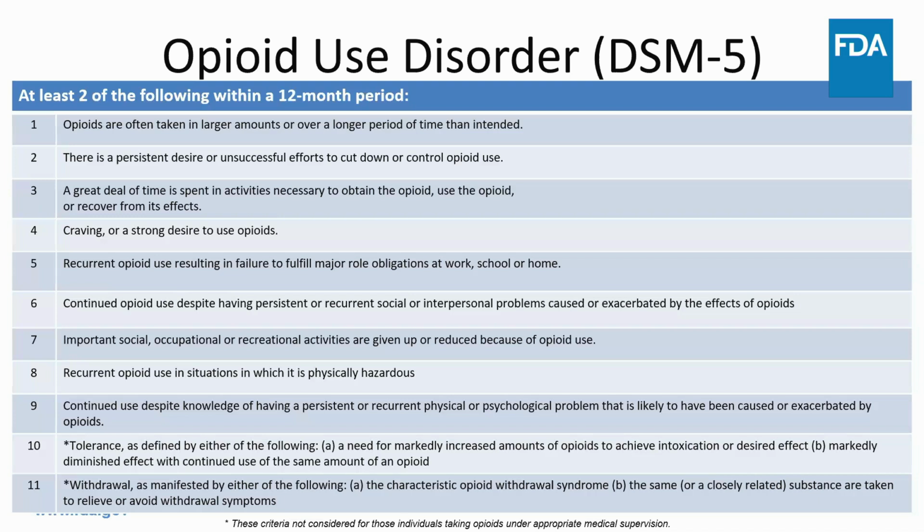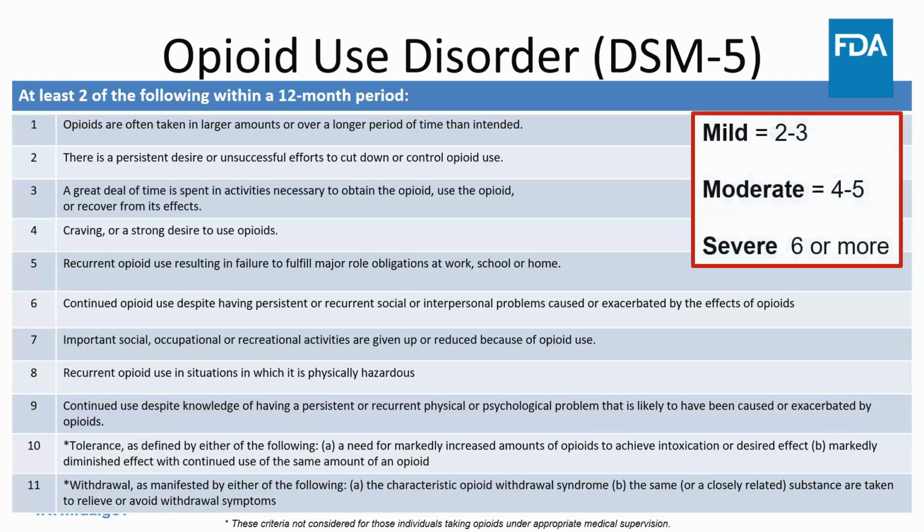Okay, one more slide of background. These 11 lines list the DSM-5 criteria for opioid use disorder, and you can see in the box I've inserted that the severity of OUD is based on how many of these criteria apply to patients. For instance, a patient that takes more opioid than they're supposed to, that's criterion 1, and then maybe spends a lot of time trying to obtain that opioid, that's line 3. A patient fitting just those 2 criteria would have mild OUD.